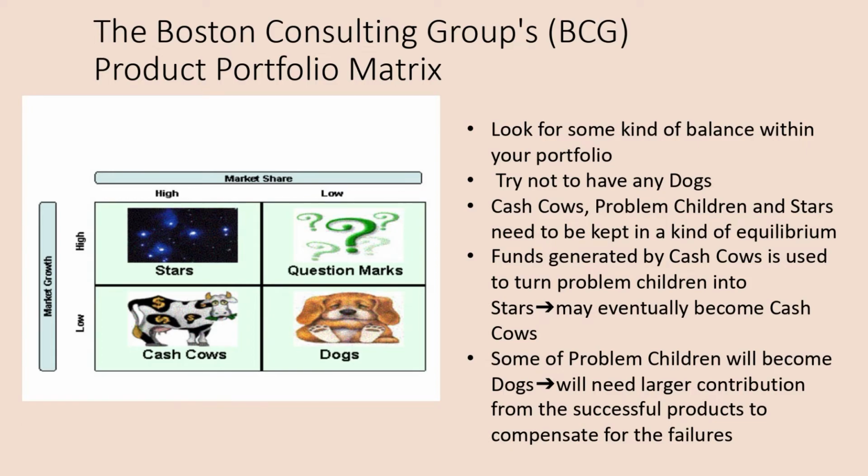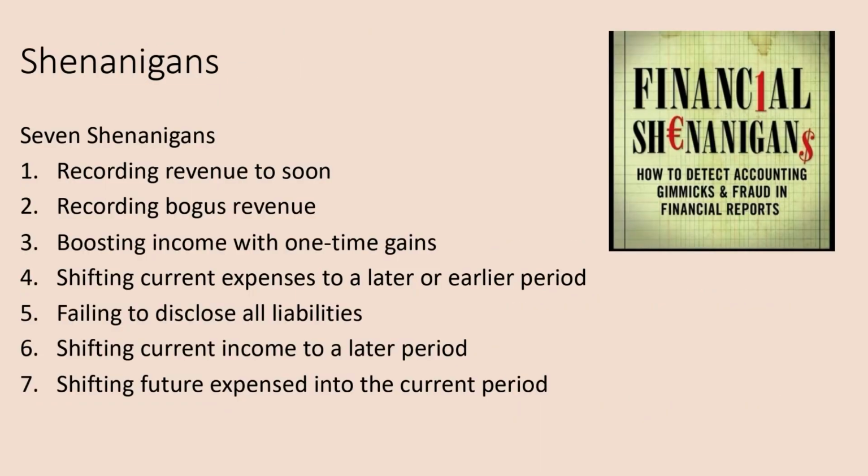The Boston Consulting Group's, or BCG, product portfolio matrix. Look for some kind of balance within your portfolio. Try not to have any dogs; cash cows, problem children, and stars need to be kept in a kind of equilibrium. Funds generated by cash cows are used to turn problem children into stars, which may eventually become cash cows. Some of the problem children will become dogs. We'll need larger contributions from the successful products to compensate for the failures.